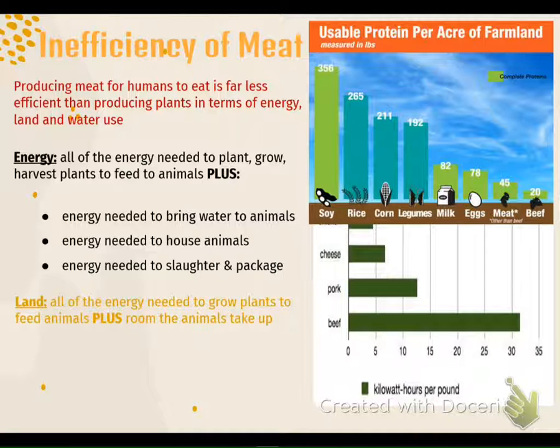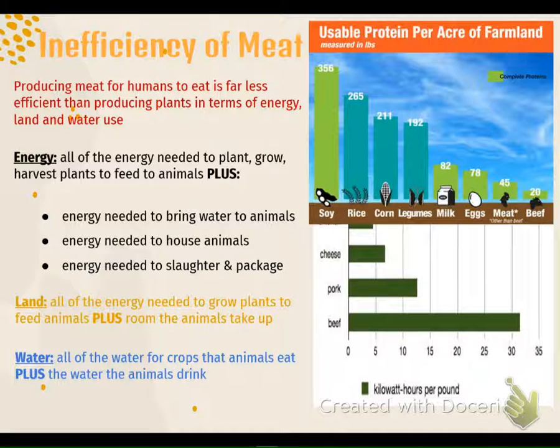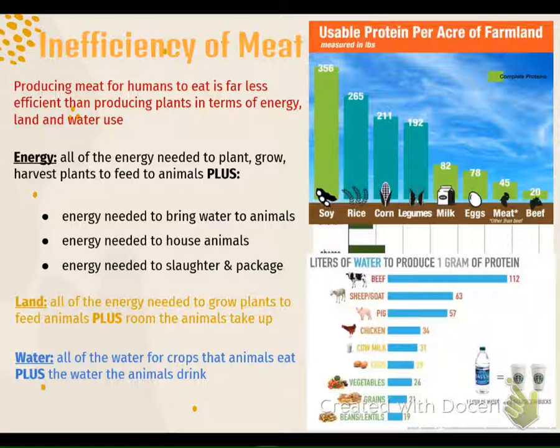You can see with this picture that with crops such as soybeans, you get 356 pounds of protein per acre, versus beef, which is only 20. Water: all the water for crops that the animals eat, plus the water that the animals drink. The vegetables and grains that we could eat by themselves would only use 26 grams of water per gram of protein, whereas beef uses 112. So it's not very efficient for acres of farmland, and it uses a lot of water.